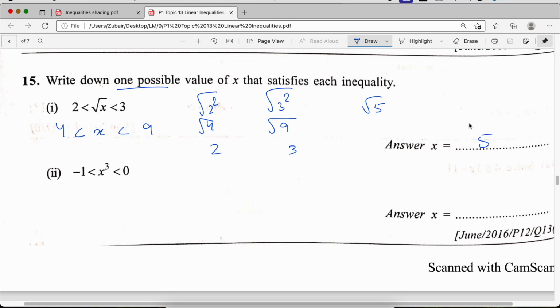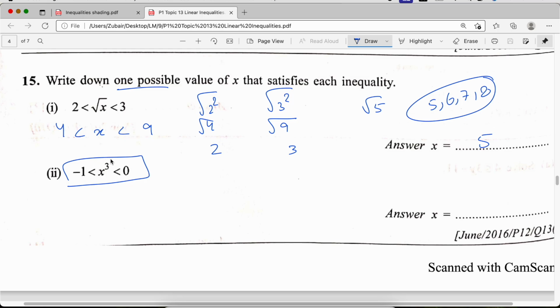So you can write any number. I just wrote 5. You can write 5, 6, 7, 8. Any of these that is between 4 and 9. Then we are thinking about this number. Now it needs to be less than 0 and more than -1.